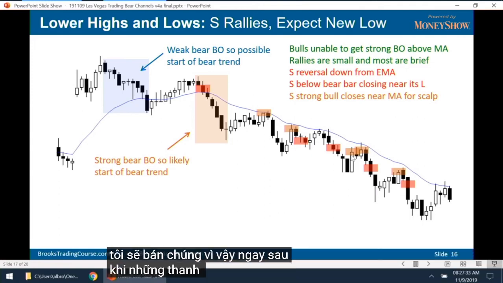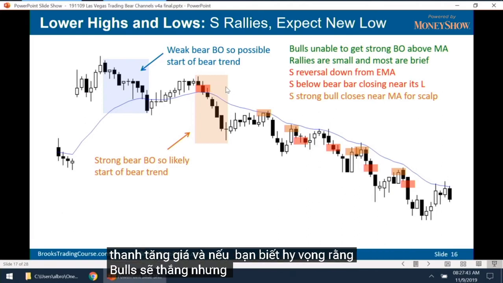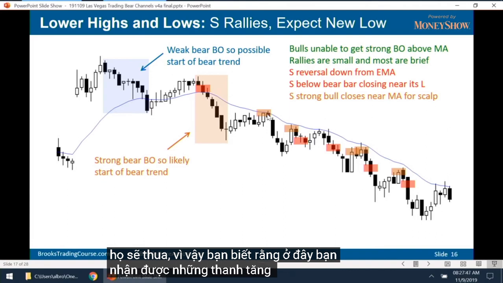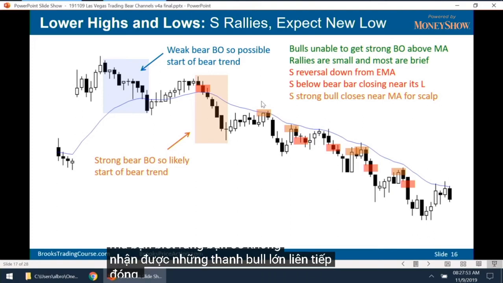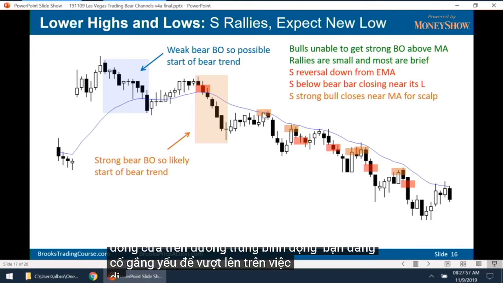So as soon as those bars close, I'm going to either sell at the market, or I'm going to place a limit order to sell at the close of the bars. It's counterintuitive. You see a bull bar, and you're hoping that the bulls are going to win, but they're not. They're going to lose. So here you get bull bars. They're good selling opportunities. You're not getting consecutive big bull bars closing above the moving average. You're getting weak attempts to get above the moving average.